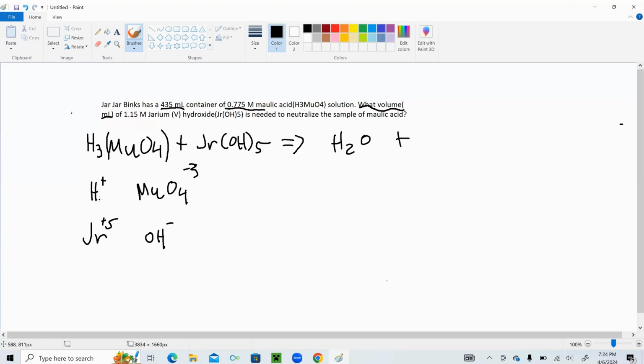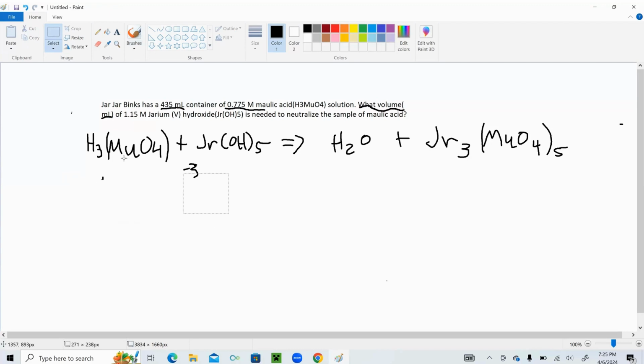What I like to do here is this. Just crisscross them. This is water, so I put it there. It's the same thing as saying water. This one is JR. We have this 3, so this 3 goes here. And we have the MuO4. And that has a 5, so you do a 5 right here. And that's going to be your salt.